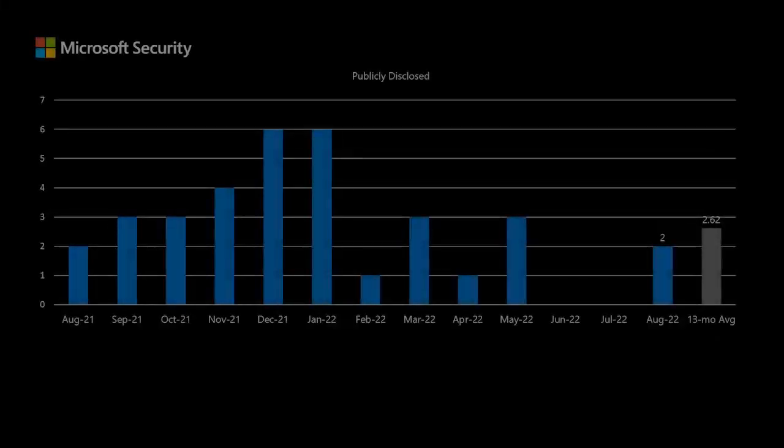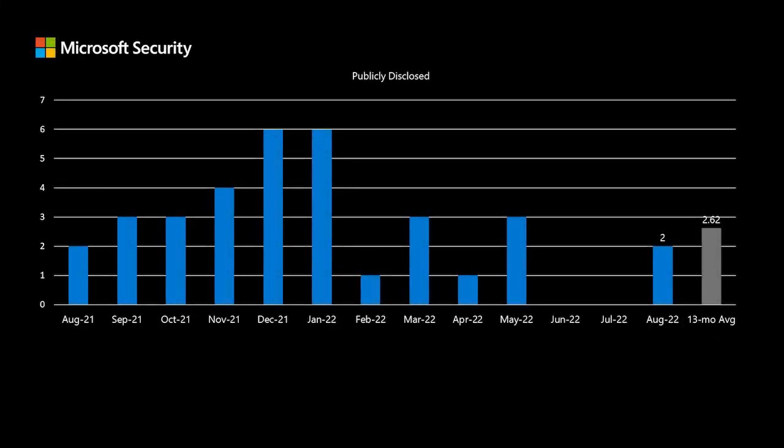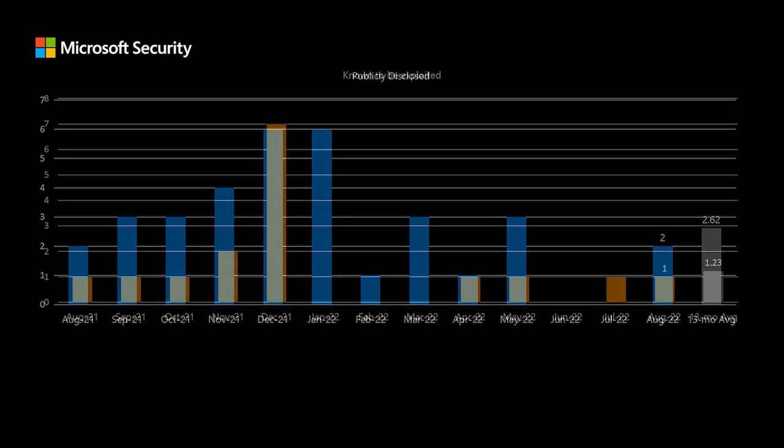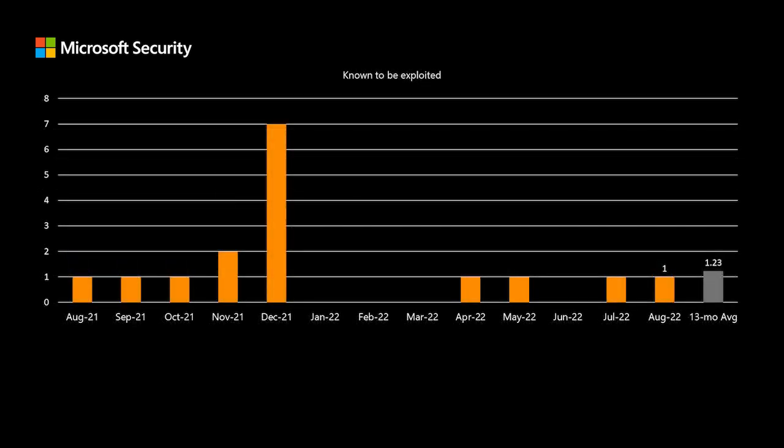When it comes to publicly disclosed vulnerabilities, there are two in the set from today that were publicly disclosed prior to release, and that's just a shade lower than what we've been averaging. And when we look at exploited vulnerabilities, this month there's only one vulnerability that's known to be exploited at time of release, and that's just a hair below what we've been averaging, about 1.2.